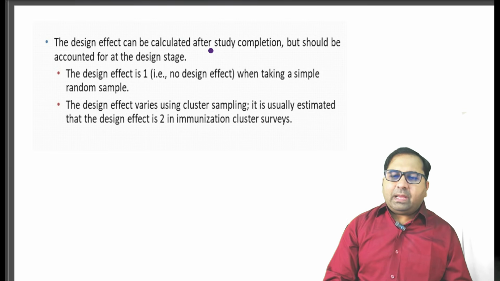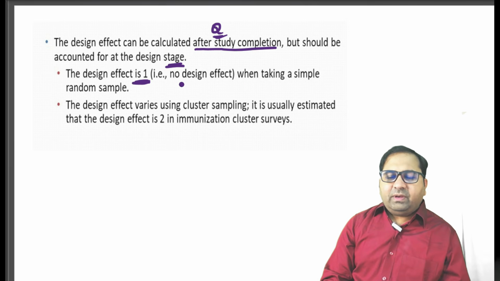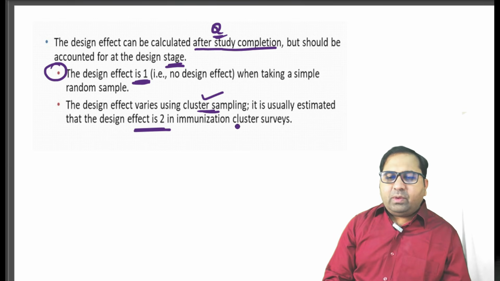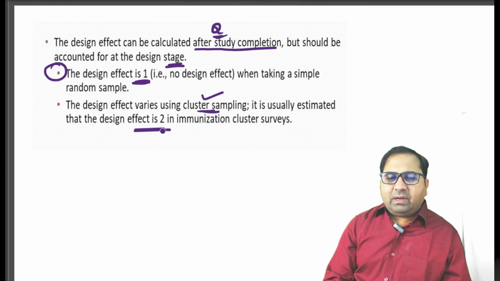How? The design effect can be calculated after study completion. This was one question. But it should be accounted for at the design stage itself. So the design effect is 1 when you have no design effect actually, when you are taking simple random sampling into consideration. Then the design effect varies using cluster sampling. It is usually estimated that the design effect is 2 in immunization cluster surveys. So our question was, if the design effect is more than 1, over here it is 2, so it comes under cluster sampling.